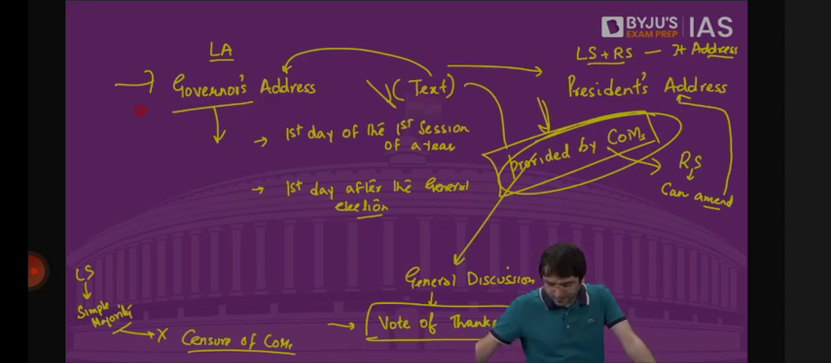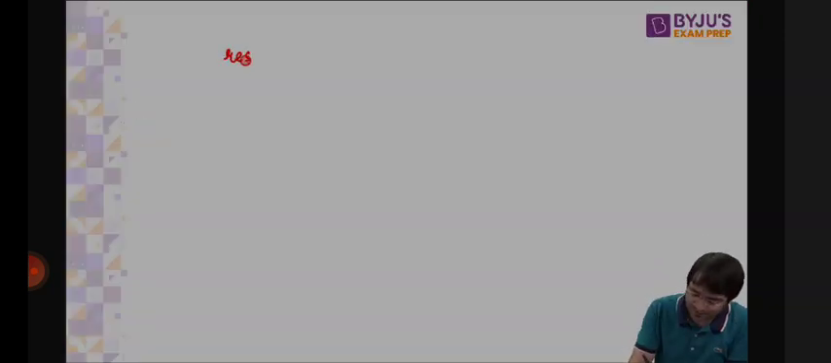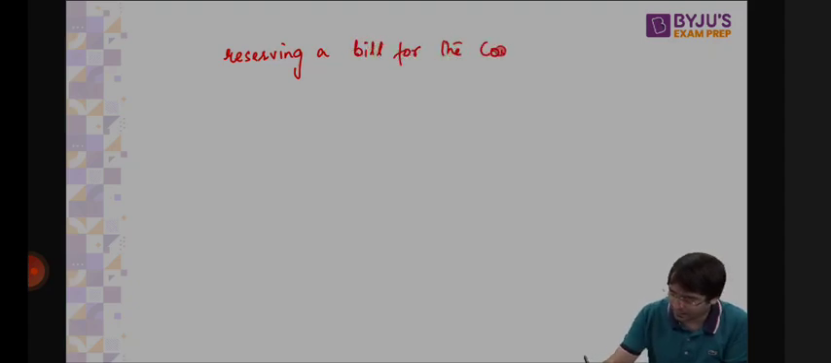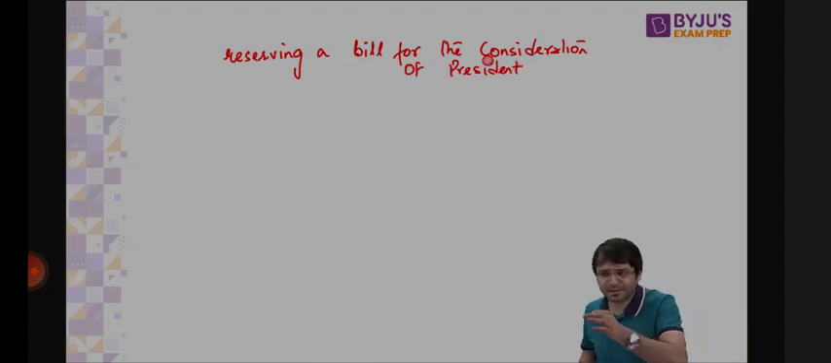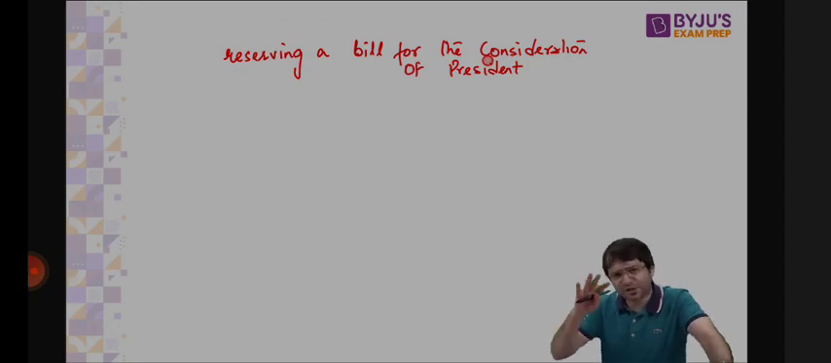The governors have also been misusing the discretion of reserving a bill for the consideration of the president. When a bill is passed by both houses of the parliament and sent to the president, what are the options available with the president? The president can either give her assent, or withhold her assent, or send the bill back, or may not act on that bill. Right? Same powers are with the governor as well. Same veto powers.